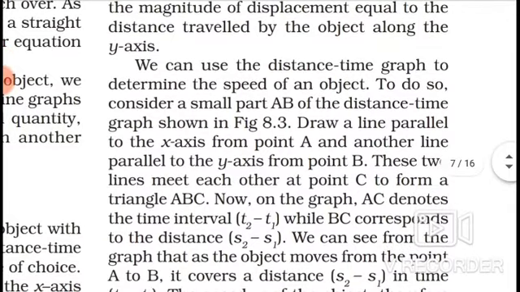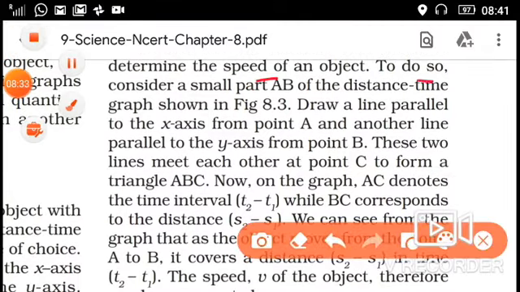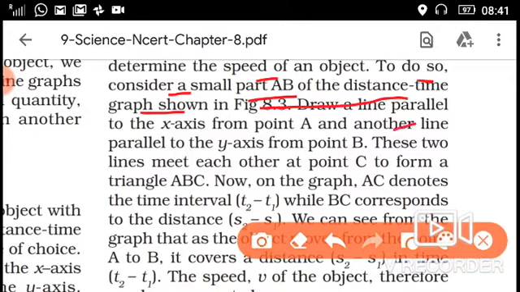We can use distance time graph to determine the speed of an object. To do so, consider a small portion AB of the distance time graph. Draw a line parallel to x-axis from point A and another line parallel to y-axis from point B. These two lines meet each other at point C to form a triangle ABC.